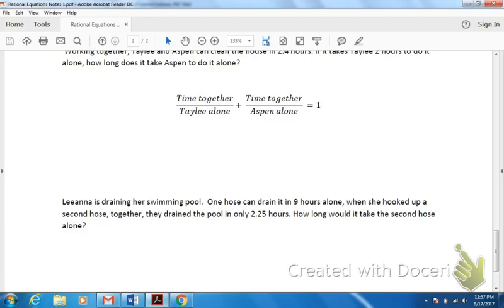I just erased everything, so I'm going to catch up. So time together was 2.4. I'm just rewriting what was already up there. Taylor's time alone was 4, plus time together is still 2.4, and Aspen's time, what we're looking for, is x, equal to 1.